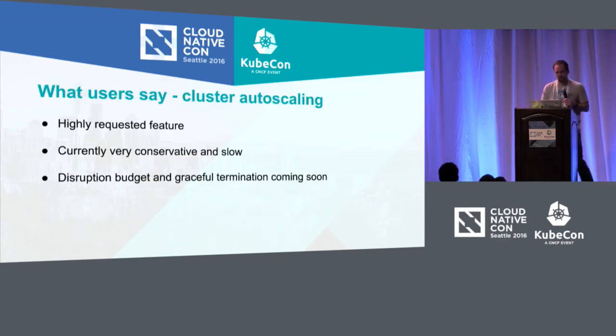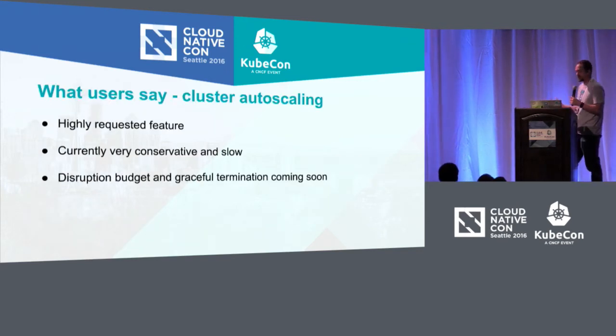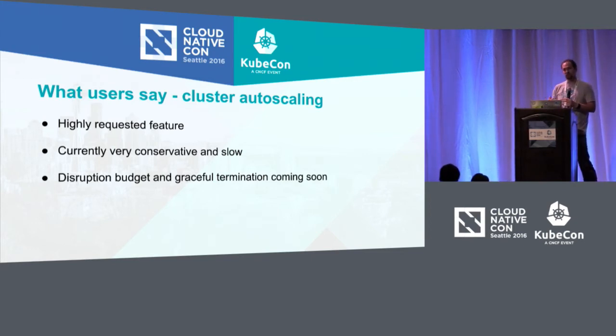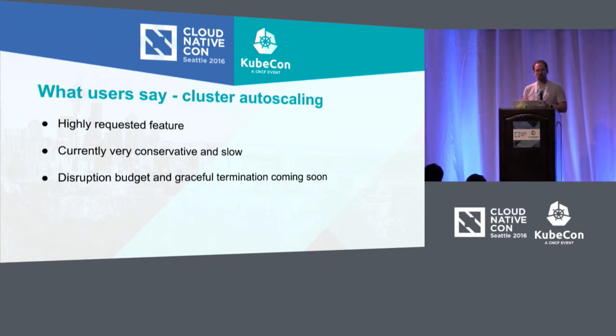So some of the things that customers say is that they really like the feature. They've obviously requested it. They're concerned about how conservative the feature is right now. We started off very conservative because we didn't want to have a cluster that was very rapidly growing and shrinking. And then the other problem is that the cluster autoscaler tries to do a good job of picking which nodes to remove when it scales down. But it's possible to get into a state where you remove a critical node and actually disrupt service.